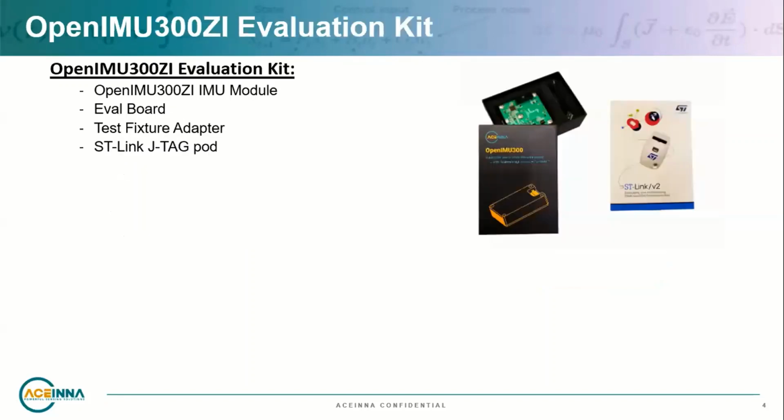So when you order an evaluation kit of OpenIMU 300 CI, this is how the packaging looks, and I will talk you through the main components that it comes with, which is the OpenIMU 300 CI IMU module, and it has the evaluation board, and it has a test fixture adapter, which is used to precisely mount the IMU in a precise location to the evaluation board. And it has an ST-Link JTAG port, which is used to program the microcontroller. I will talk in detail about each component individually in the coming slides.